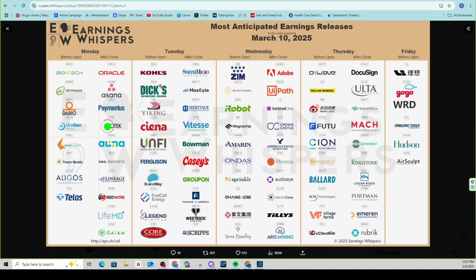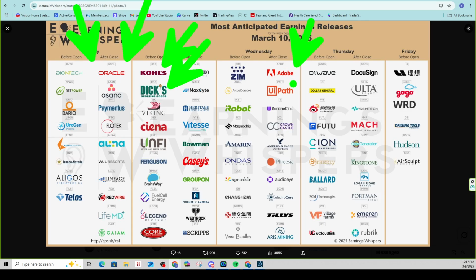So, anyways, some of the names that I really like going into this week to look at for a possible trade would be Oracle. And then on Tuesday, I like the idea of Kohl's and Dick's. And then moving over into Wednesday, Adobe, Path.